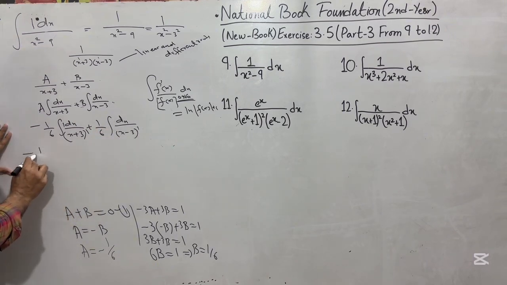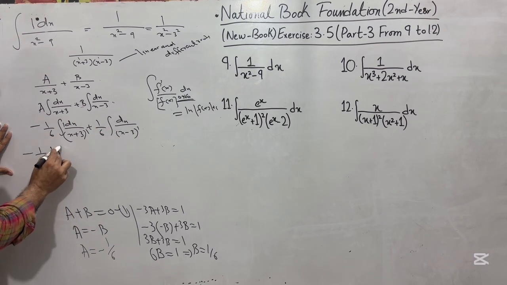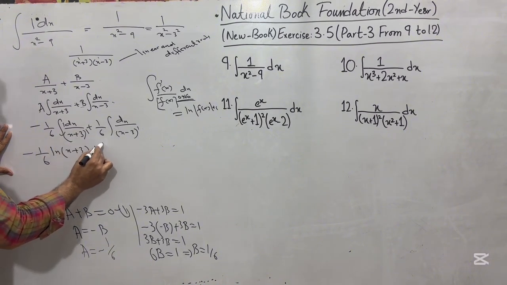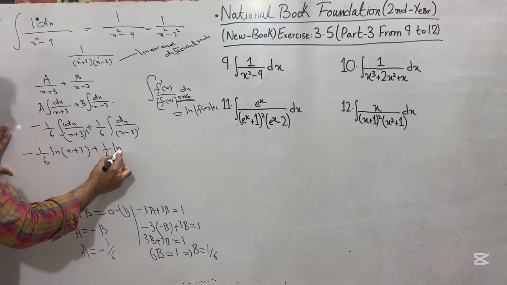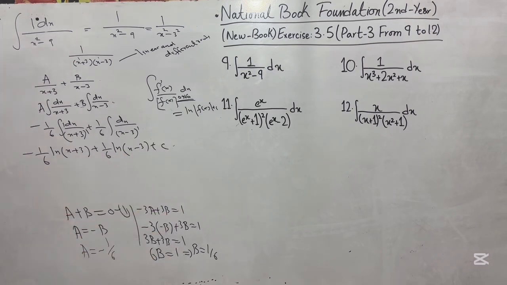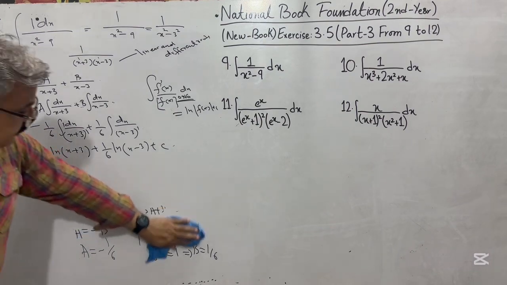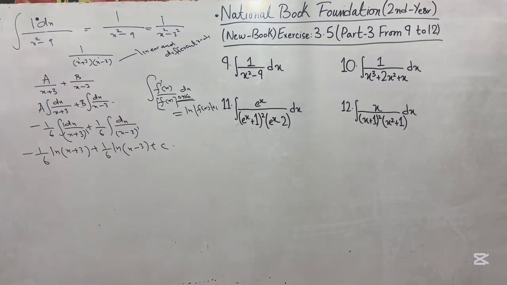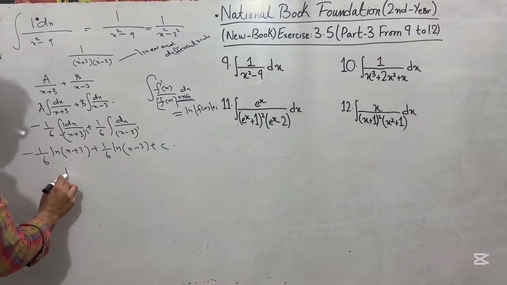It will become minus 1 over 6 ln x plus 3, plus 1 over 6 ln x minus 3, plus c. Okay, we are done almost. Just writing in the answer: first write positive one, second negative.